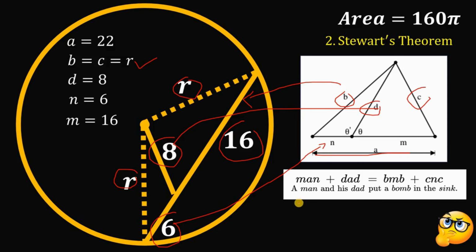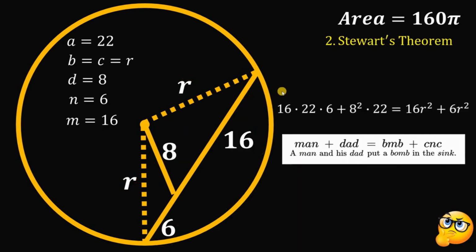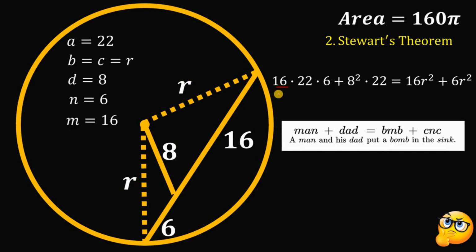Now, using Stewart's theorem, we can say, so we have 16, we have M multiplied by A multiplied by N, plus D squared multiplied by A must be equal to M multiplied by B squared plus N multiplied by C squared, or simply R squared. Now, from here, we can finally solve for the value of R squared.